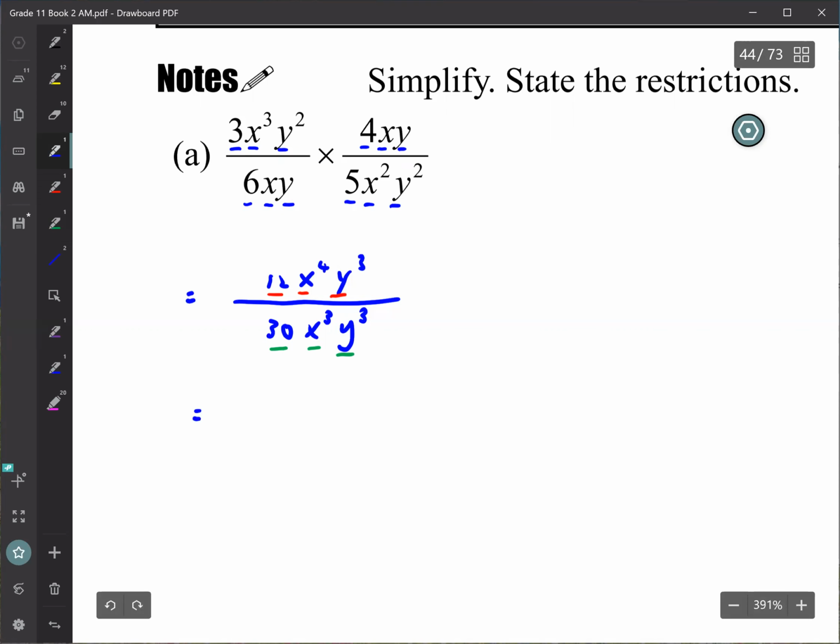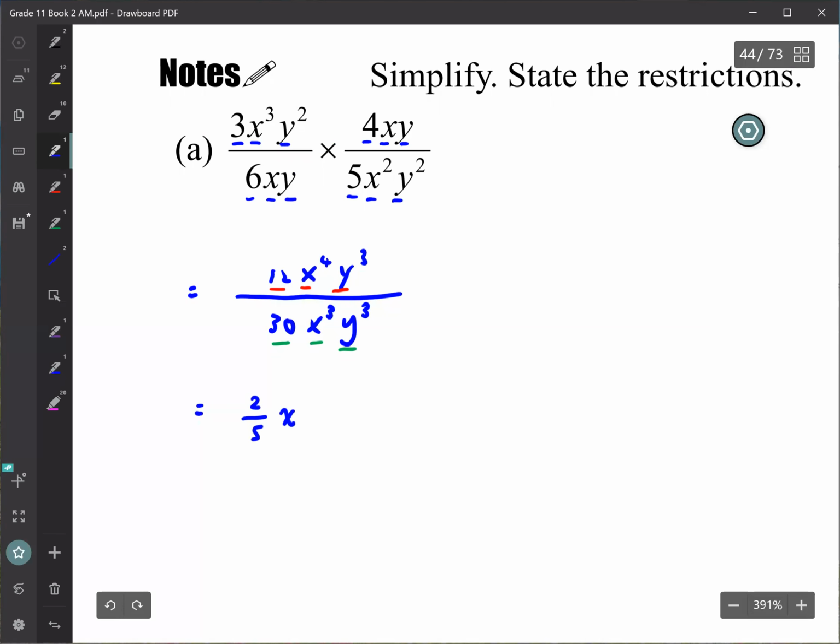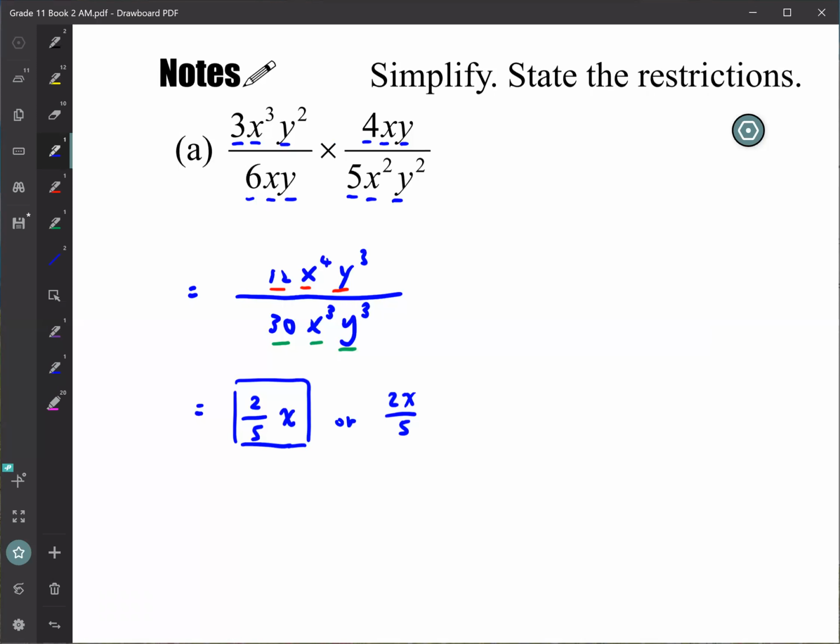So 12 and 30, we can reduce that into what, Eric? 2 over 5. Yeah, okay. You can divide both by 6, right? And then x to the 4 divided by x cubed, you subtract the exponent, so you get x. y cubed and y cubed are the same amount, so they are all gone, right? So you can write it either this way, or you can write it as 2x over 5, because you have more x at the top than the bottom.